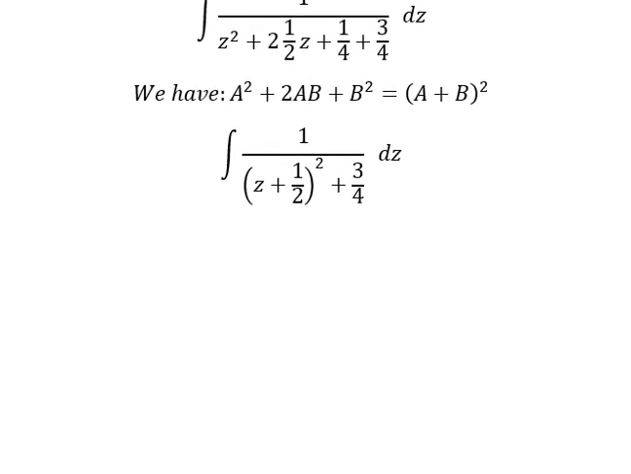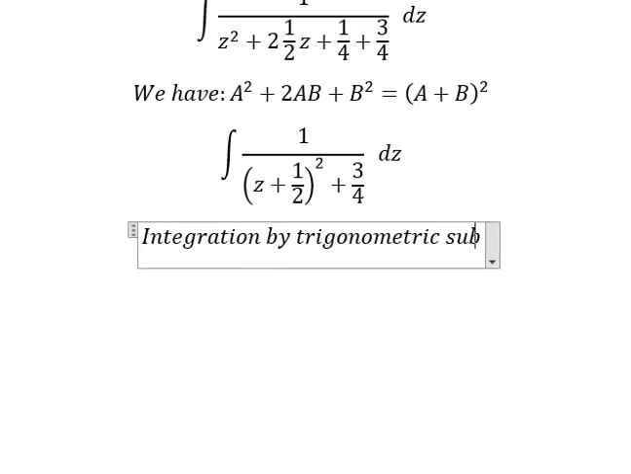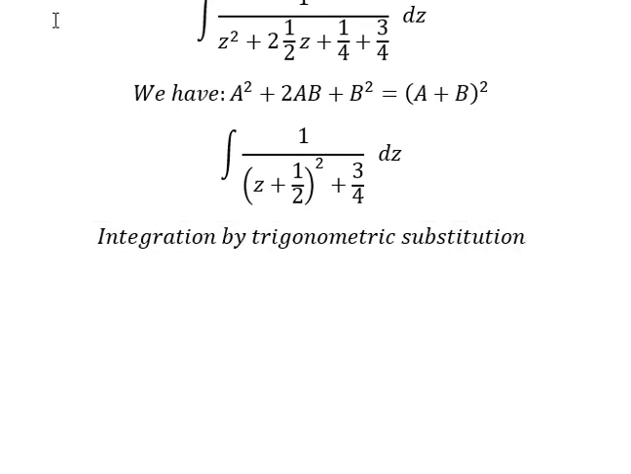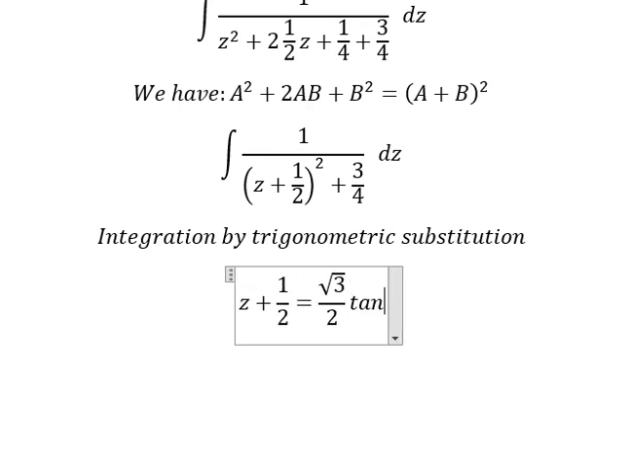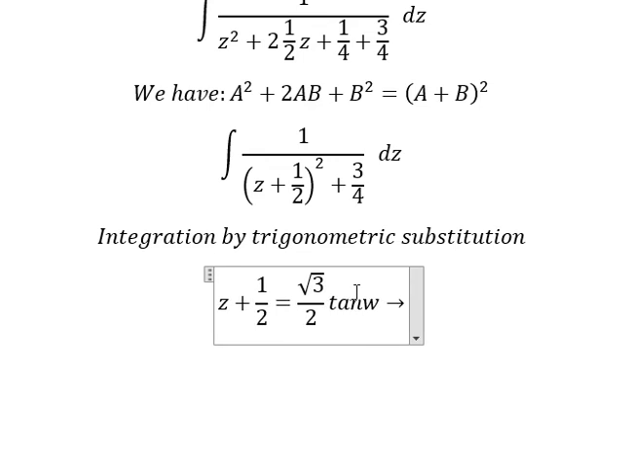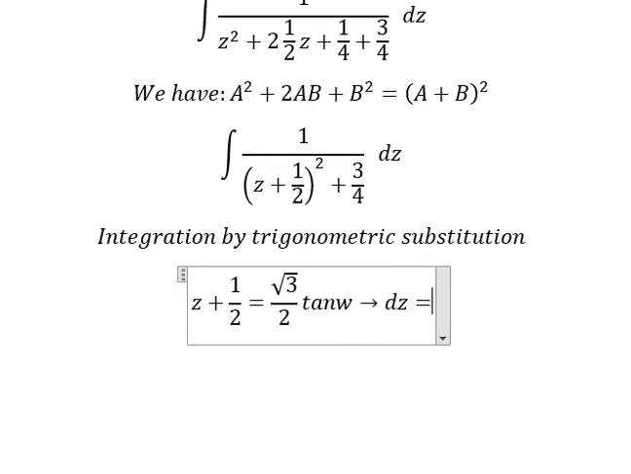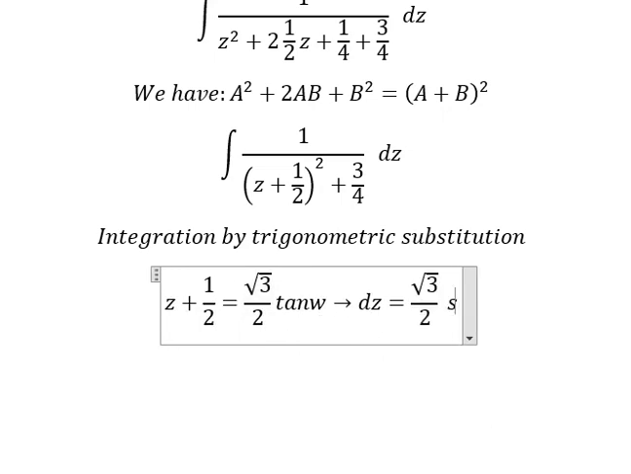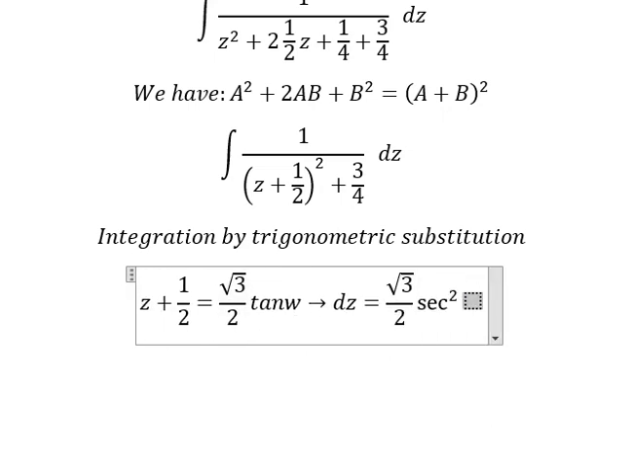So now we can use integration by trigonometric substitution. So I will put z plus 1 over 2 equals the square root of 3 over 2 tan w. Later we do the first derivative for both sides, and we have like this. Tan w, that is secant of w squared.